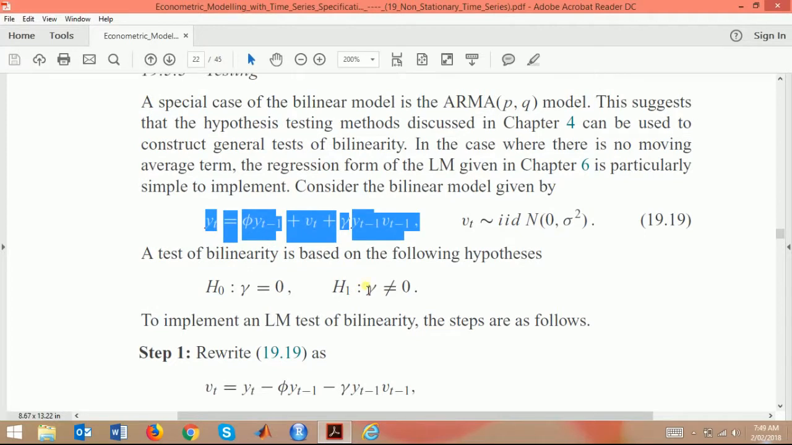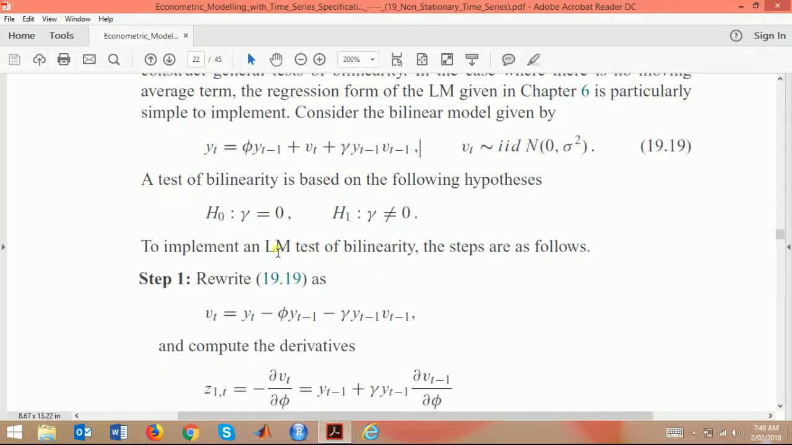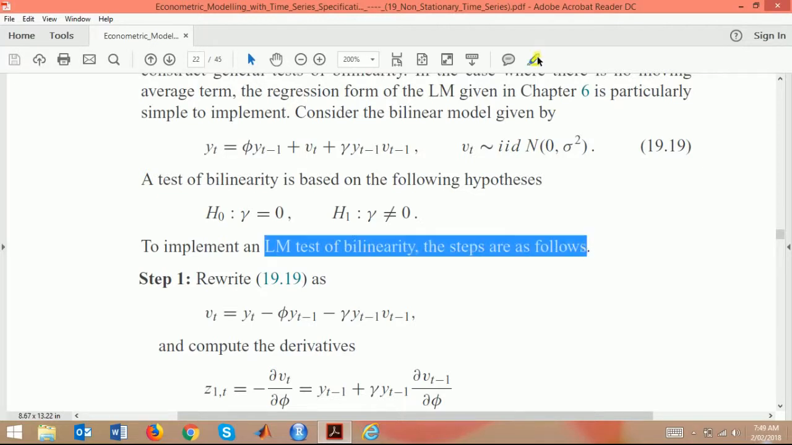a test of bilinearity is based on the following hypothesis: gamma equals 0 against gamma not equal to 0. To implement the LM test of bilinearity, the steps are as follows.